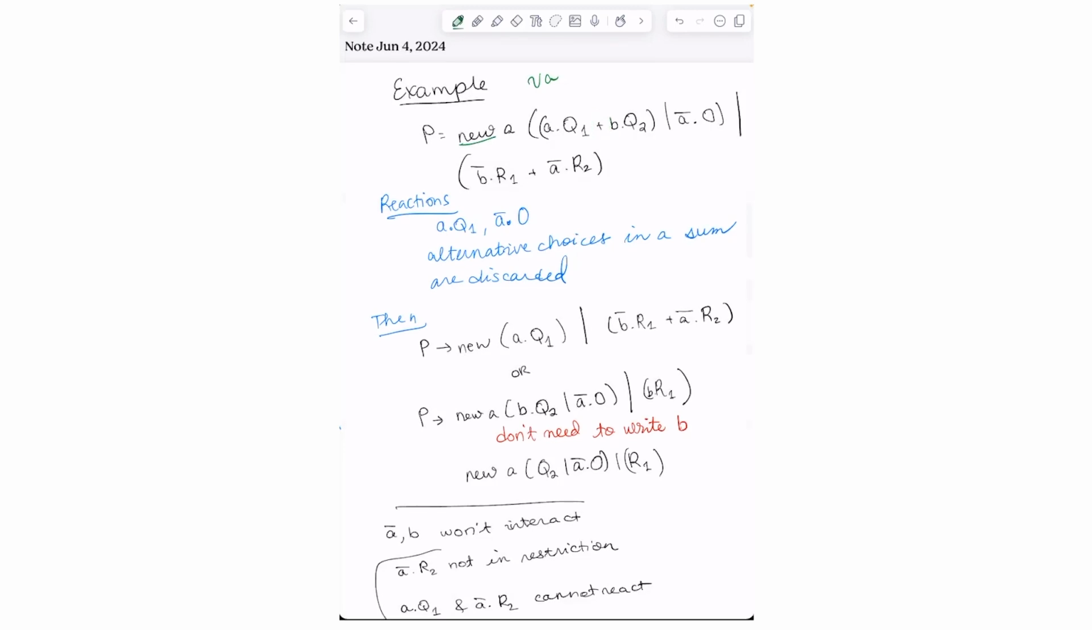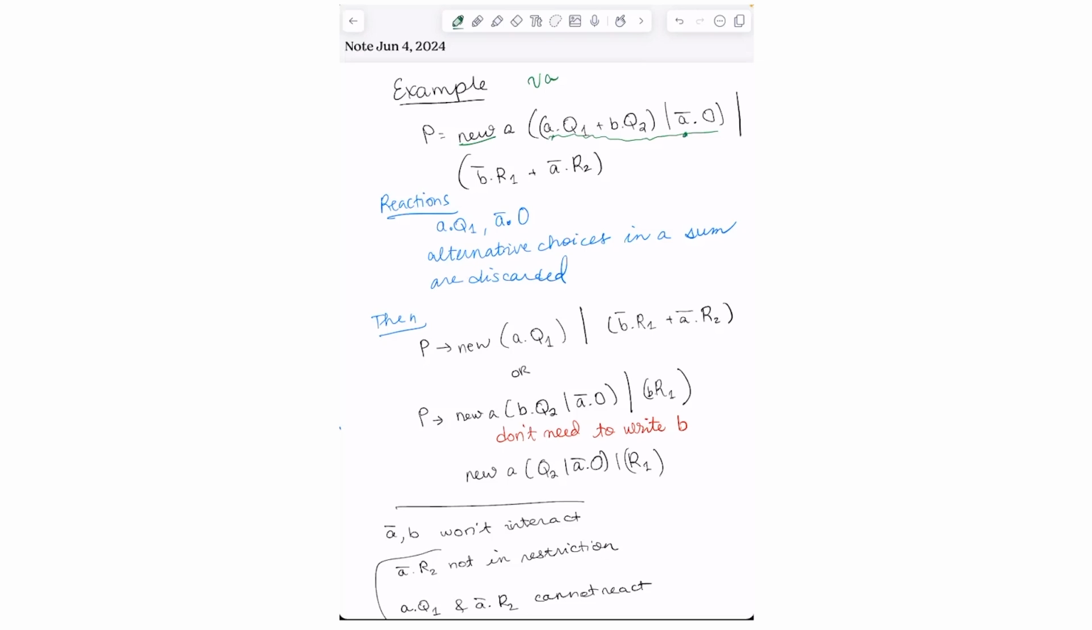So if we look at the reactions, then you have whatever's happening in here. And because I have A inside the scope and then this not A, and this is this concurrent process, right, that's happening here, I can see that either that A Q1 can interact with A bar 0. And A bar, sorry, 0 is called the null process, which I did define at the beginning. So sometimes we don't write it.